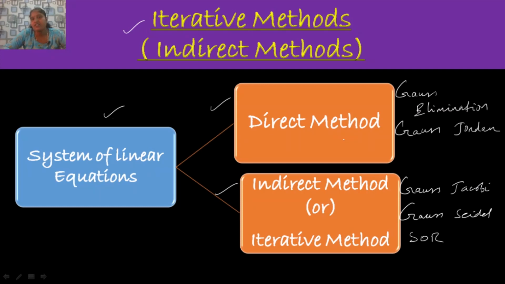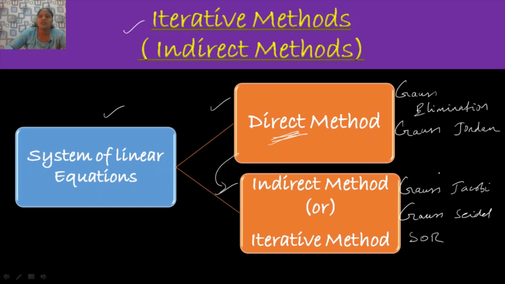If the number of equations is very small, we make use of the direct method to find the solution, either by using Gauss elimination or the Gauss-Jordan method. If the system of equations is very large in number, that is, greater than 25, we make use of the indirect or iterative method. In that case, the calculation in the direct method becomes very tedious, so we move on to the indirect method to find the solution.